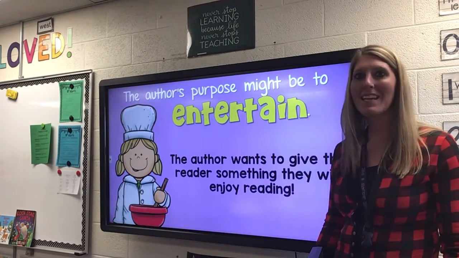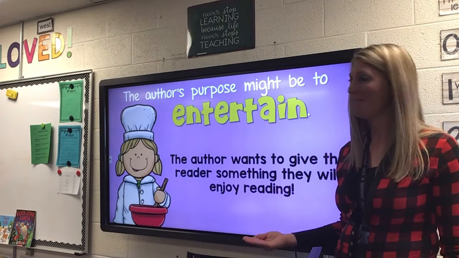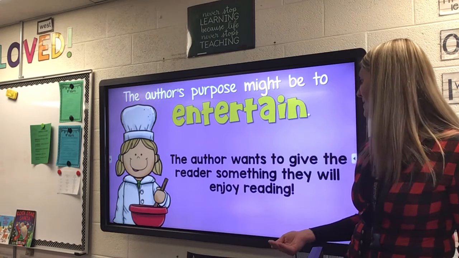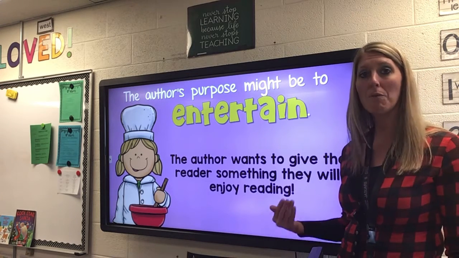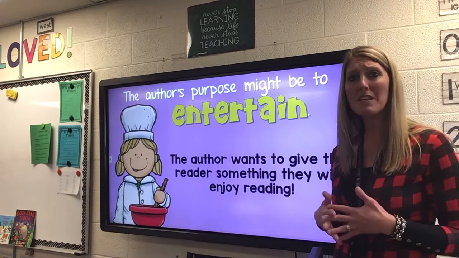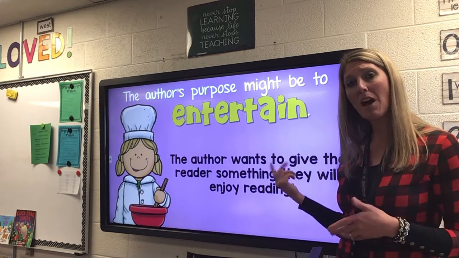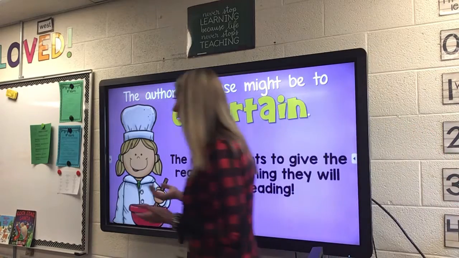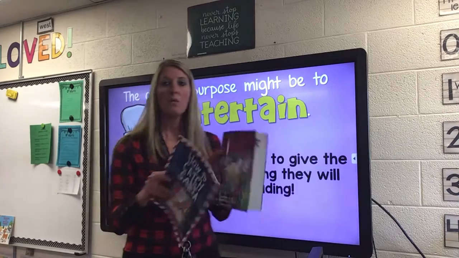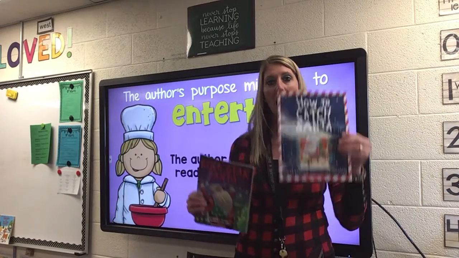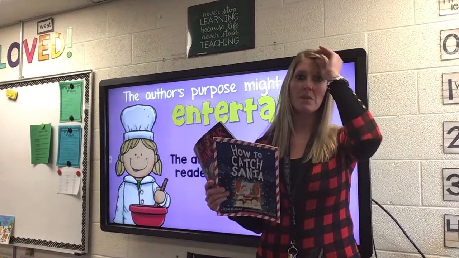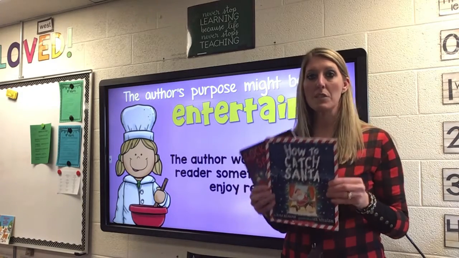Now the last one is, I think, the fun one. The author's purpose might be to entertain. So the author wants to give the reader something they enjoy reading. So all the books, or I should say not all, most of the books you read in second grade, a lot of times the author writes them to entertain you. For example, when we listened to the read aloud How to Catch Santa or Rockstar Santa, these are two examples of how the author is trying to entertain us.